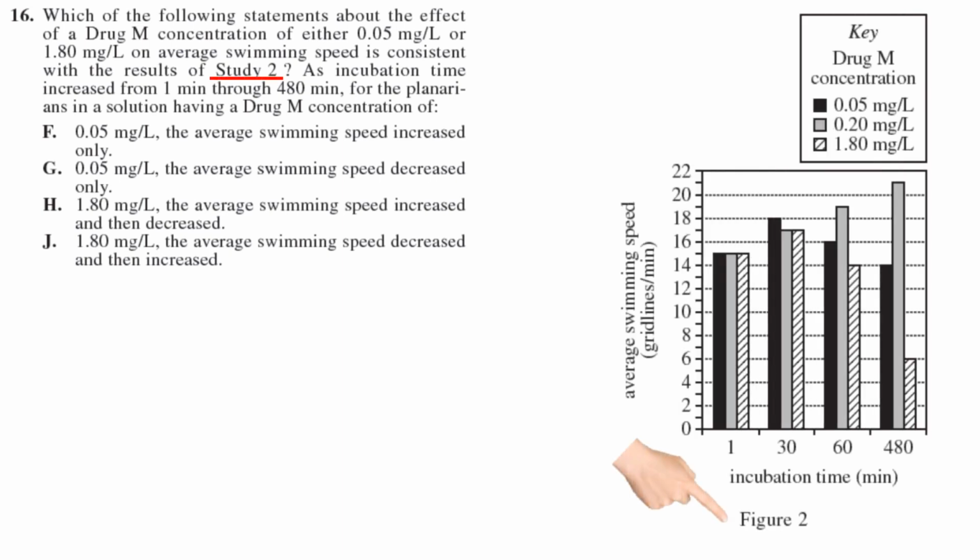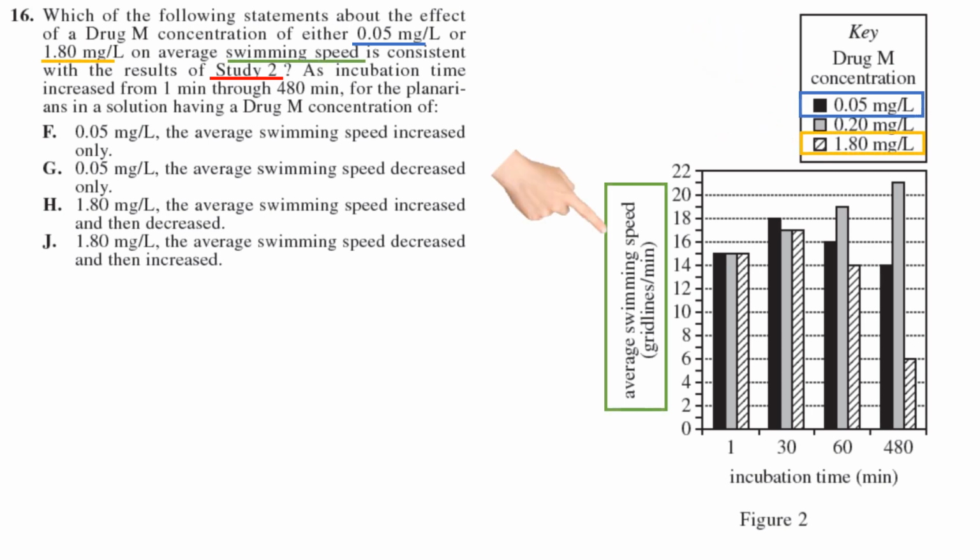Number 16, we're using study 2. Which of the following statements about the effects of drug M concentration of 0.5 or 1.8 on average swimming speed is consistent with the results of study 2? As incubation time increased from 1 through 480, so 1 to 480 going left to right, the planarians in a solution having a drug M concentration of... So we're just going to have to break this down, process of elimination.